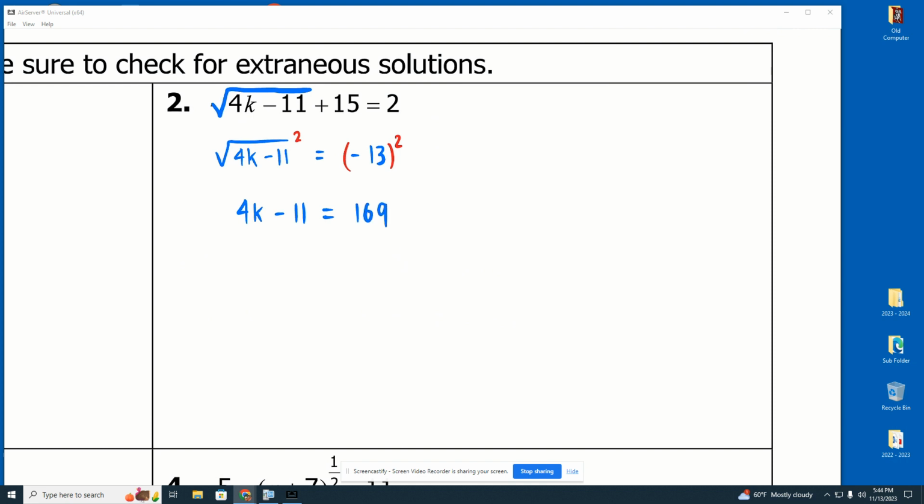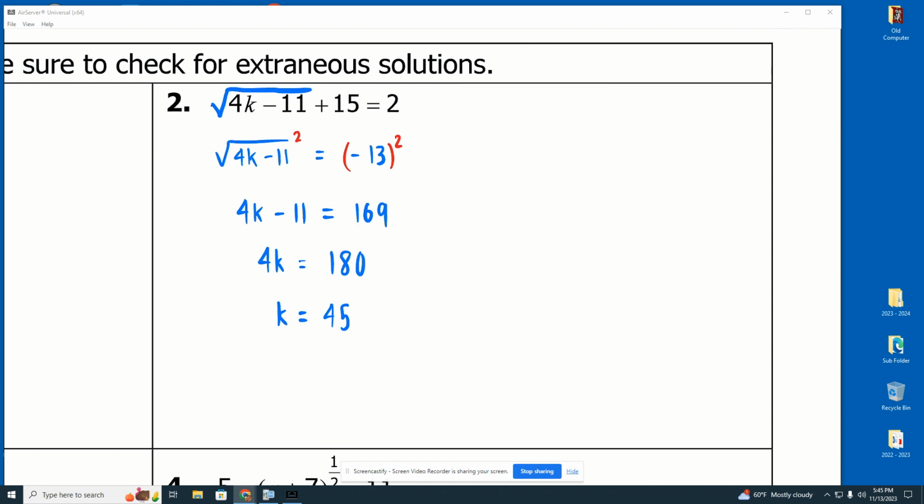So I'm going to solve the problem old school. Like this is just way back when you guys solved linear equations way back in the day. We're going to add 11. So 4k will equal 180. And then we're going to divide by 4. And 180 divided by 4 is 45. So I've gone through my whole process correctly. Now I've got to just check to see if 45 truly does work.